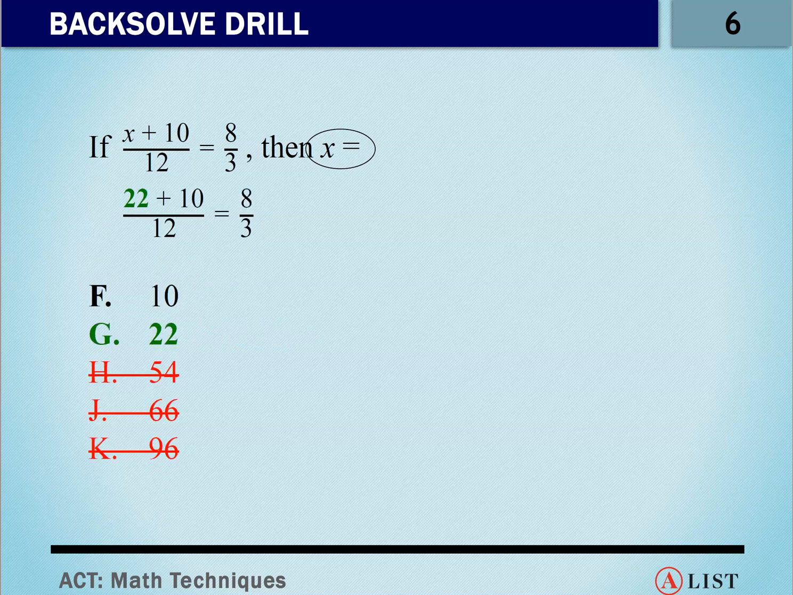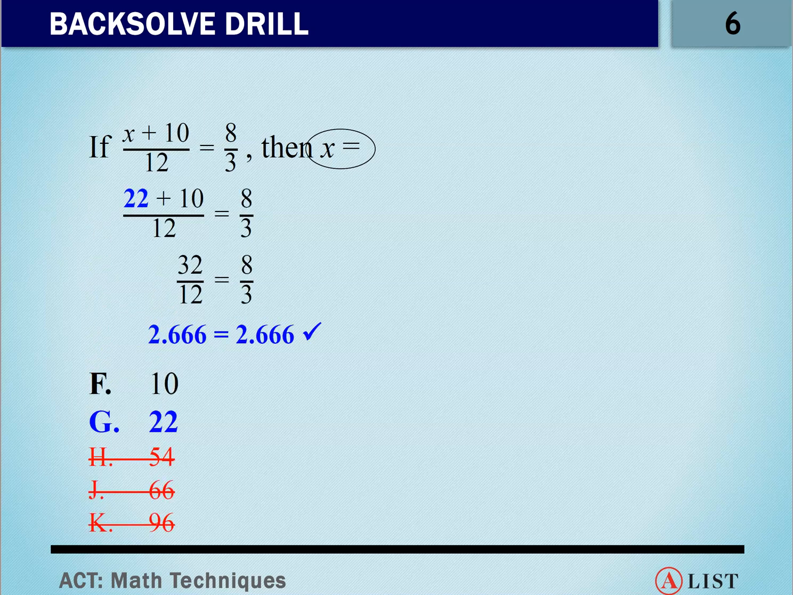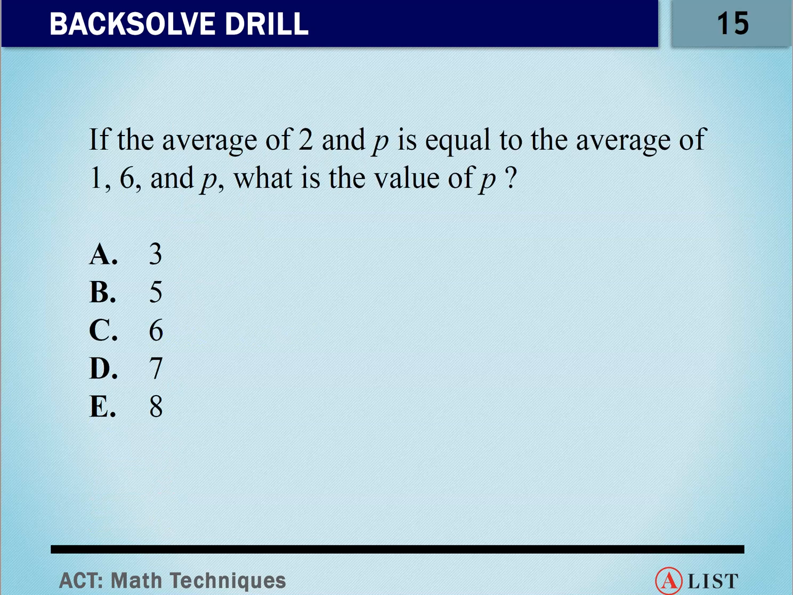So we're going to take 22, put that into the problem. Does that give us the same? And it happens to. So this way you're starting with C and you're only hopefully having to go to B or D, or in this case G or J, to get to the next answer. All right, this is question 15.